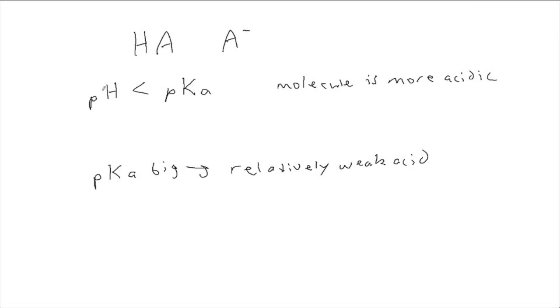Okay, so suppose we have a situation where the pH is less than the pKa. Who's more acidic, the solution or the molecule? Say that again. If we have this situation where the pH is less than the pKa, who's going to be more acidic, the solution or the molecule? The solution. Which is the opposite of what we guessed here at first. Because a low pH means highly acidic solution.